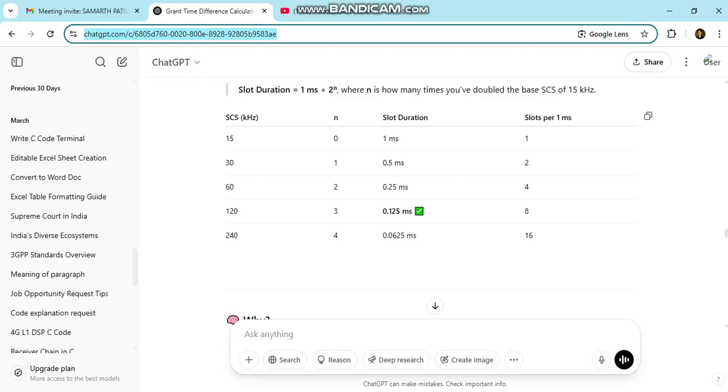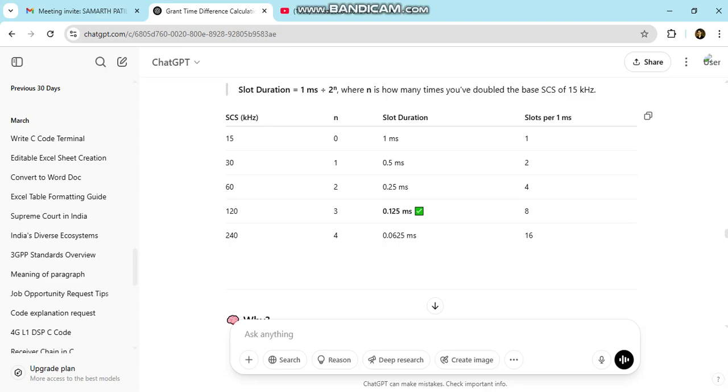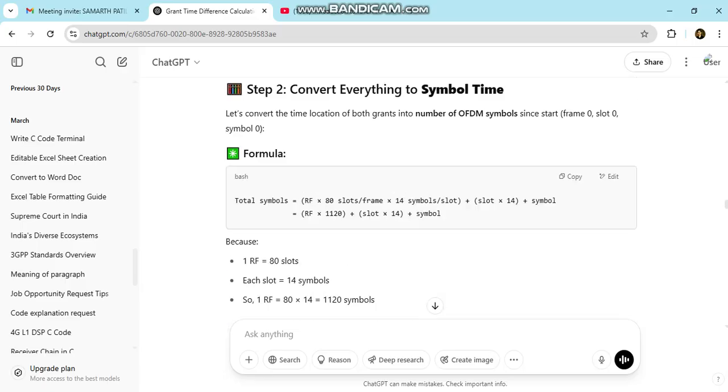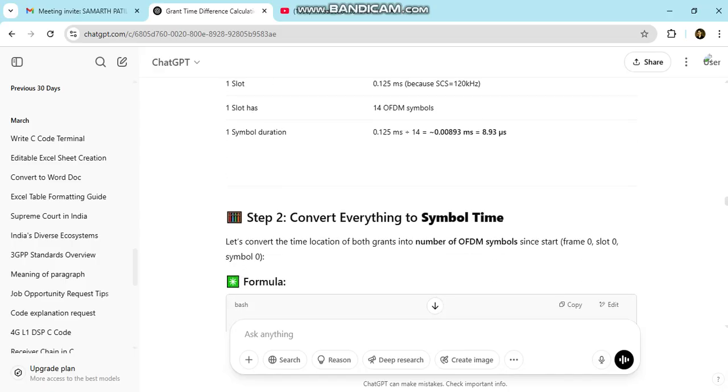Similarly, for 120 kilohertz, which is what is given in the question, 1 millisecond is divided by 2 raised to 3, which is 0.125 millisecond. So this is how we arrive at one slot being 0.125 millisecond for subcarrier spacing of 120 kilohertz. One slot has 14 OFDM symbols, considering it as NR. One symbol duration is 0.125 millisecond divided by 14, which is 8.93 microseconds.